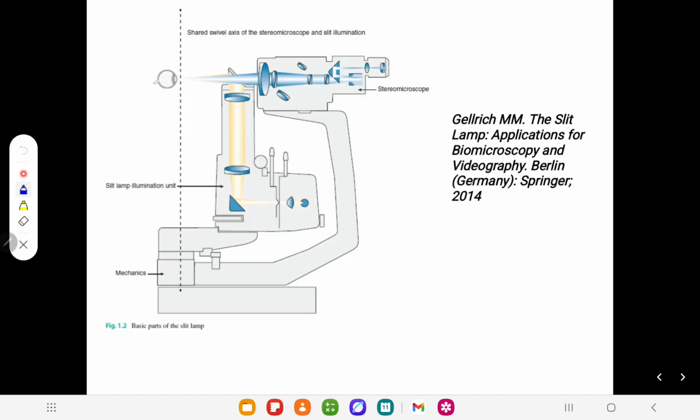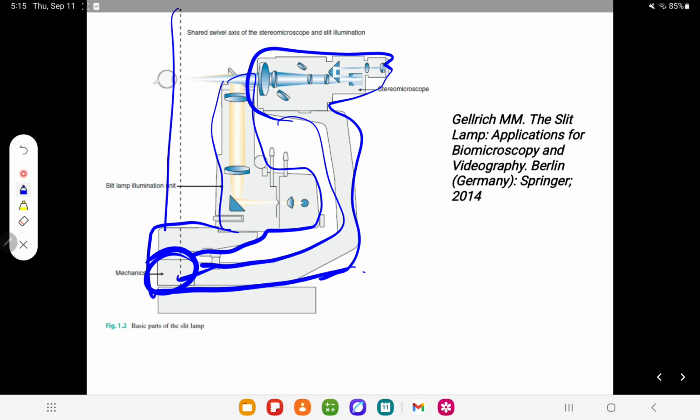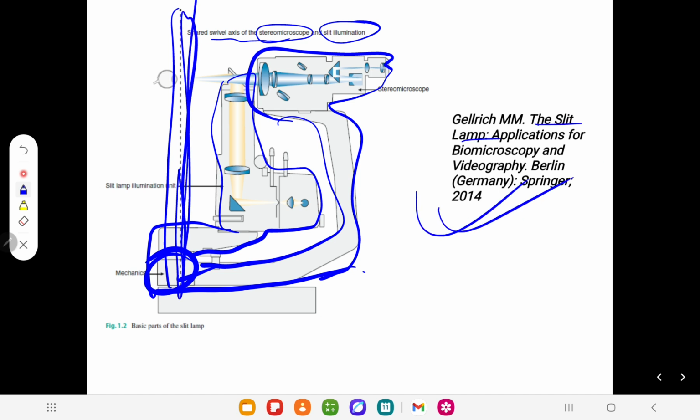So basically this is the illumination system, which is fixed on the same place where the observation system, which is this, is fixed, and they have a common axis, isn't it? It has a common vertical axis, the shared swivel axis for the stereo microscope and slit illumination. So basically the illumination system and observation system have the same point and the same axis for rotation. I've taken this picture from this book, The Slit Lamp.